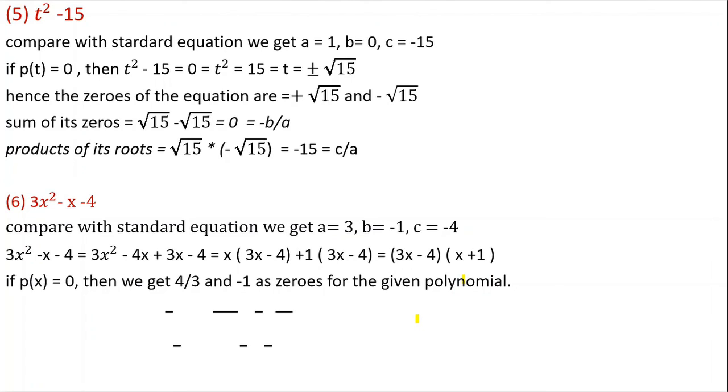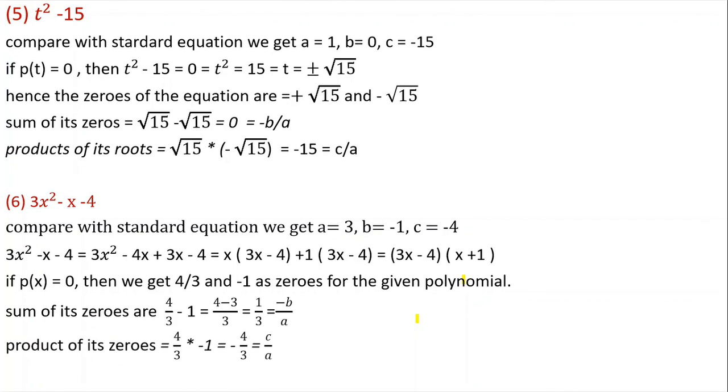Hence plus 4 by 3 and minus 1 are the zeros for the given polynomial. Okay. Now if you want to find the relationship between the coefficients and the zeros, we know that the sum of the zeros is equal to minus b by a, and the product of its zeros is equal to c by a.